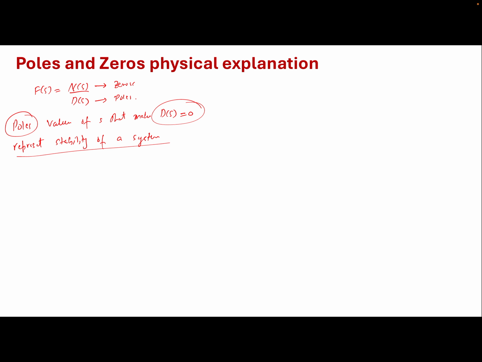So for example, let's say your pole is at s equals -a. You're going to realize that once you convert that into a time domain function, you're going to have an exponential component, e raised to the power -at. This shows that the function is going to decay and is stable. Similarly, if your pole is at s equal to +a, then you're going to have an exponent e to the power at. This shows that the function is going to grow and this is unstable.